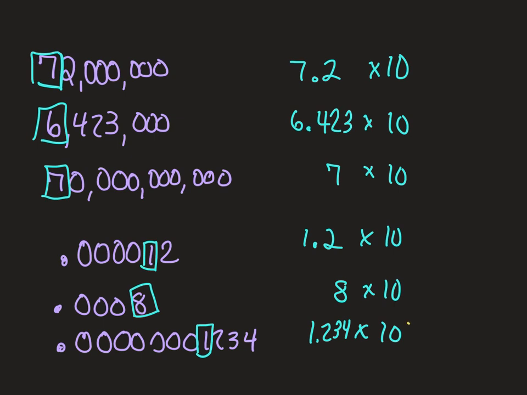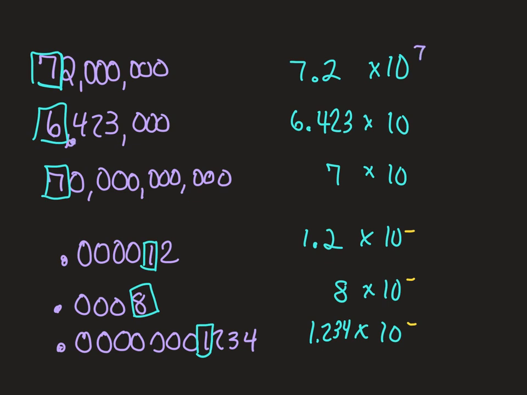We know that these guys are going to have negative exponents, and the top ones will have positive. If the decimal was between the 7 and the 2, how many hops would it take to get to the back? 1, 2, 3, 4, 5, 6, 7. So my exponent is a positive 7.